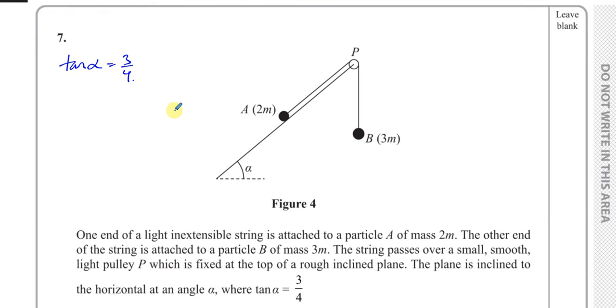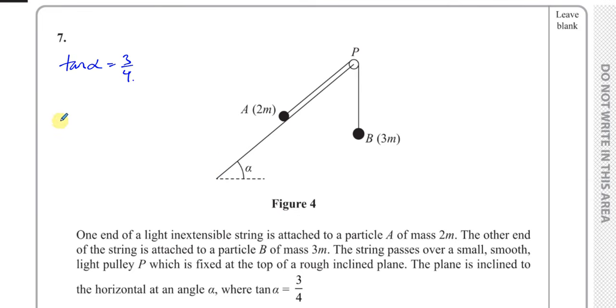What that means here is we're going to have to resolve forces parallel and perpendicular to the plane. So we're going to have to know the sine and the cosine of the angle. Better than actually finding the value of the angle, find the value of the cosine and the sine of the angle. That gives you more exact answers.